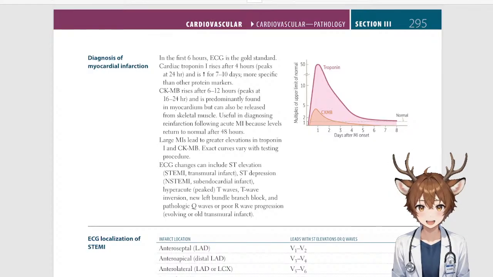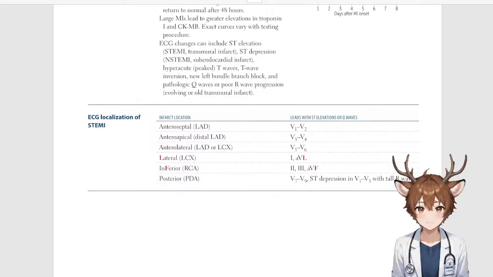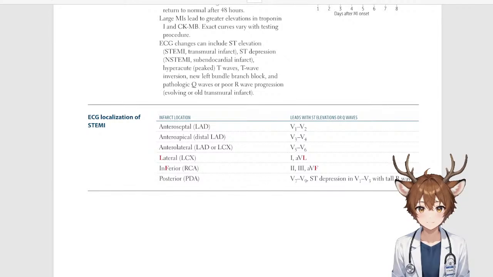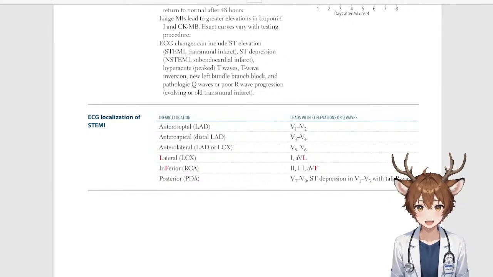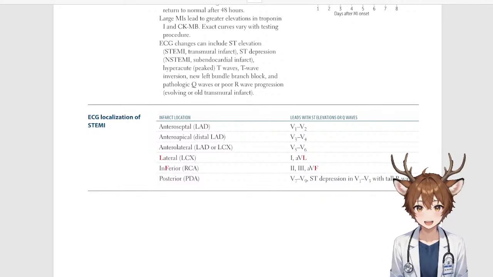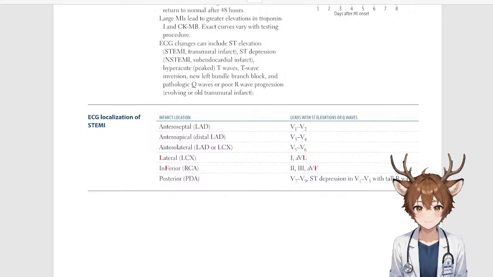EKG localization of STEMI. Oh, let me go back. Let me wrap this up. EKG changes can include ST elevation, STEMI, transmural infarct, or ST depression with NSTEMI or subendocardial infarct. Hyperacute peaked T waves, T wave inversion, and pathologic Q waves or poor R wave progression, evolving or transmural infarct. Okay.